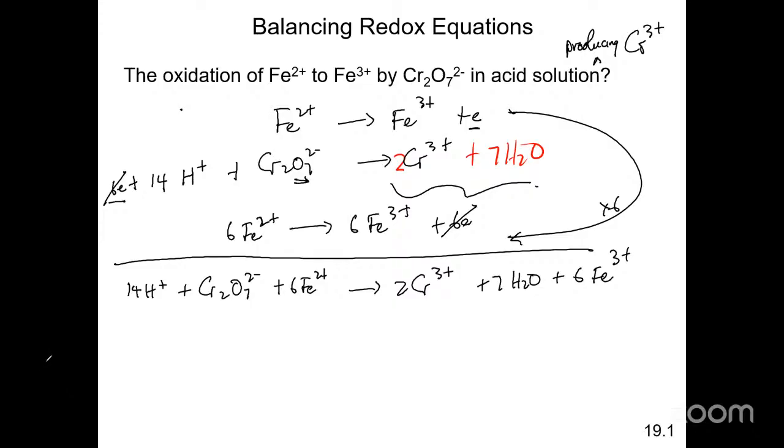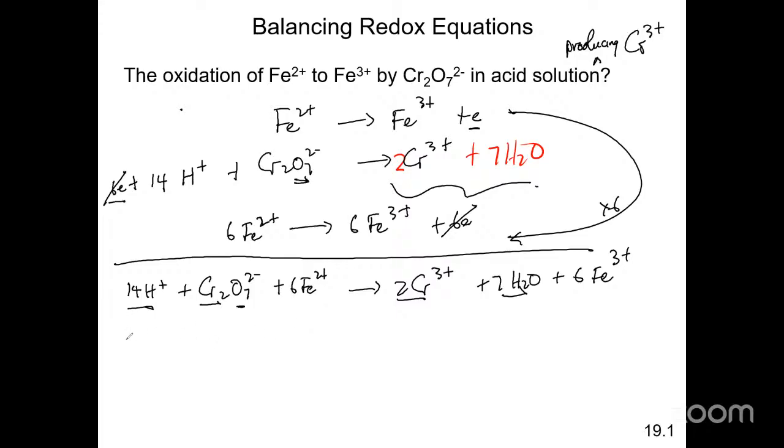So let's look at the hydrogens. How many hydrogens do we have on the left? 14, and we have 14 here. So the hydrogens are okay. What about the chromiums? We have 2 chromium atoms here, 2 chromium atoms, so the chromiums are okay. What about the oxygens? We have 7 oxygen atoms here, and this 7 multiplies the oxygens here, so you have 7 oxygens on both sides. And then we have the iron. We have 6 irons here, 6 irons here, so the irons are balanced.